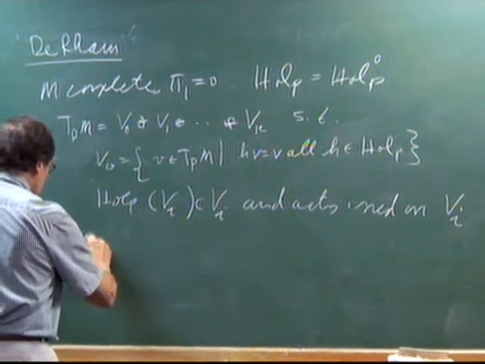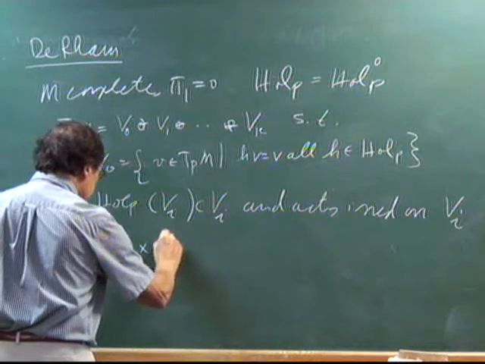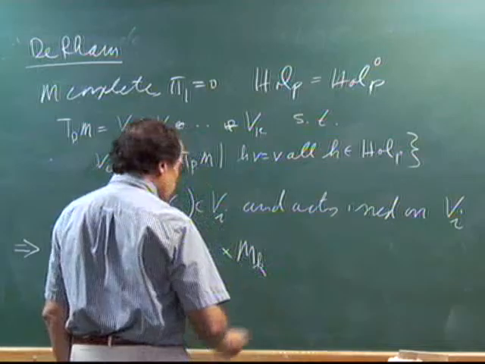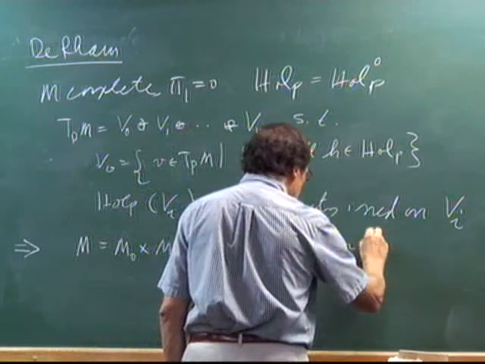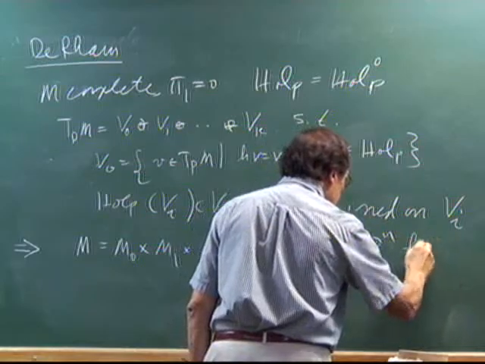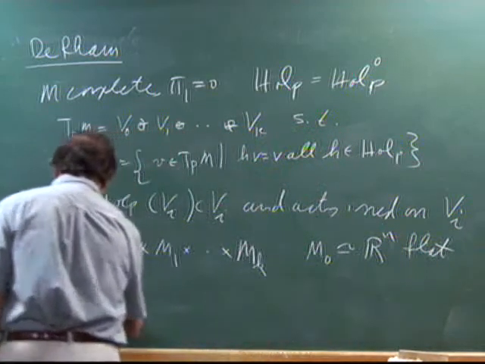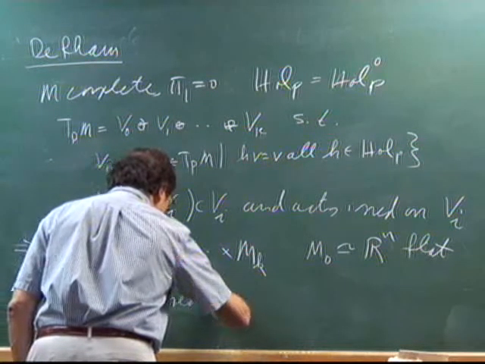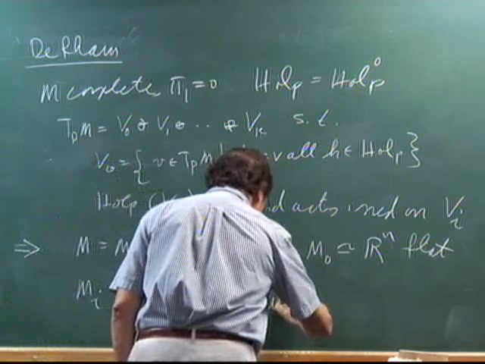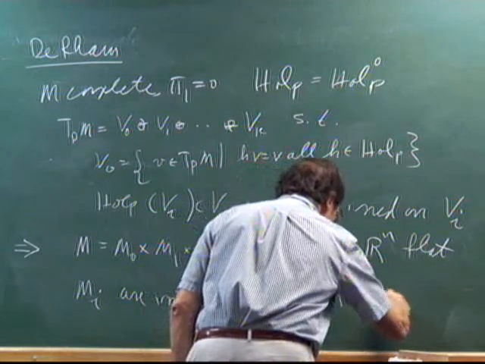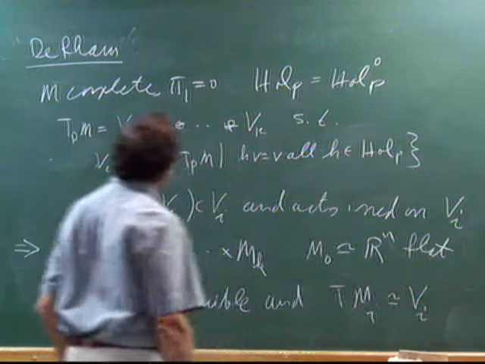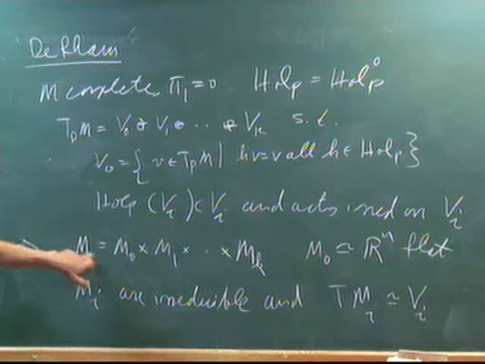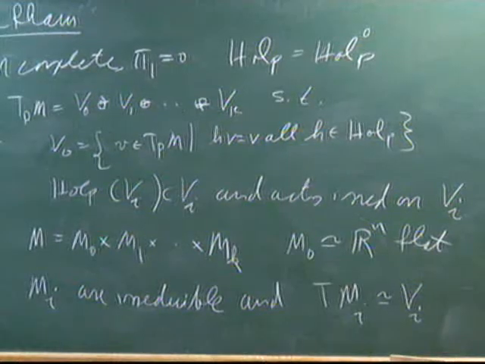The conclusion was that M then splits as a product corresponding to the splitting at a point, where M0 is isometric to R^n, so with the usual metric. And the M_i are irreducible, and the tangent space of the M_i is isomorphic to V_i, where I have to regard in a natural way the tangent space of the M_i as a subspace of the tangent space of M, as I usually do for an inner product.